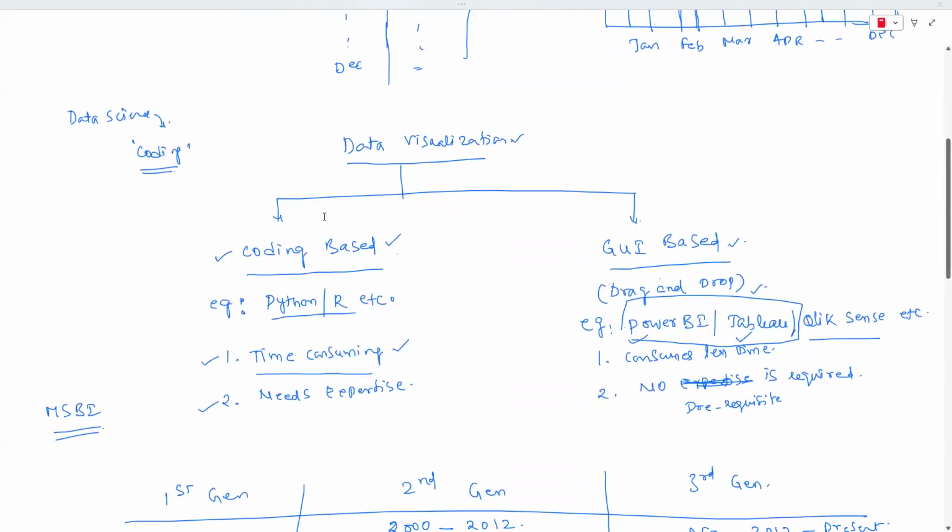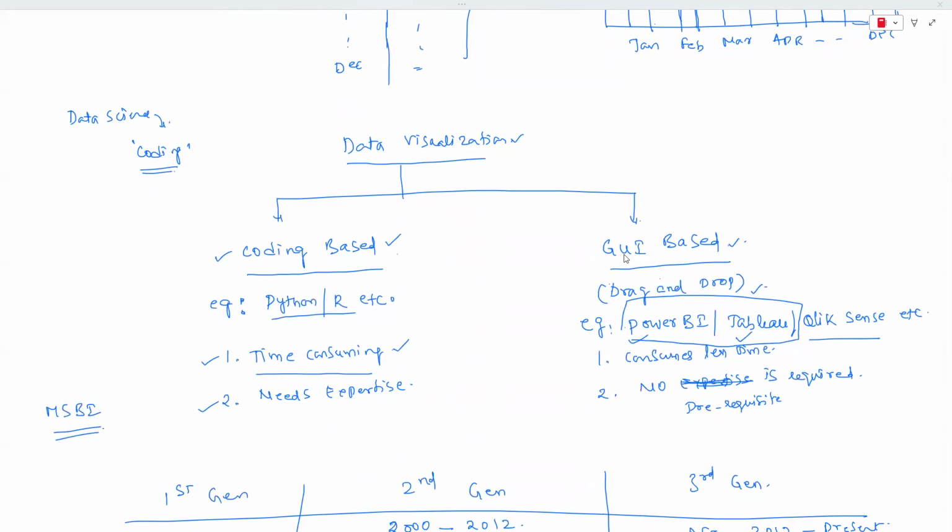So how to do the data visualization? There are two ways, guys. One is coding based, writing some code. Yesterday I didn't show anything, today I'll show you guys. With coding, we have to use some language, so it needs expertise in languages like Python, R, etc. And it is time consuming.